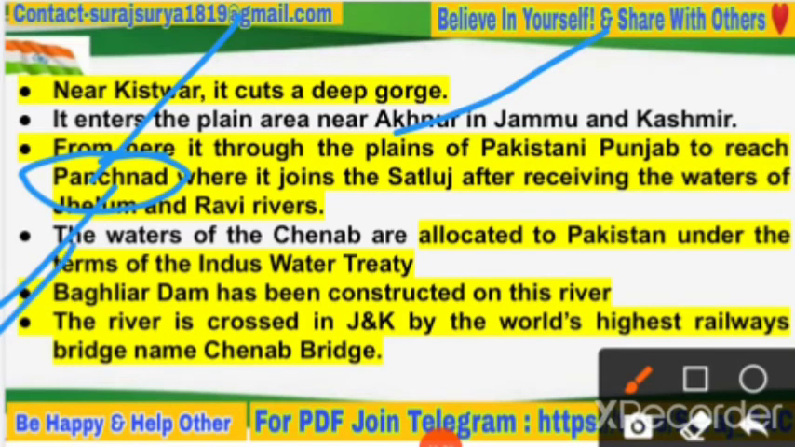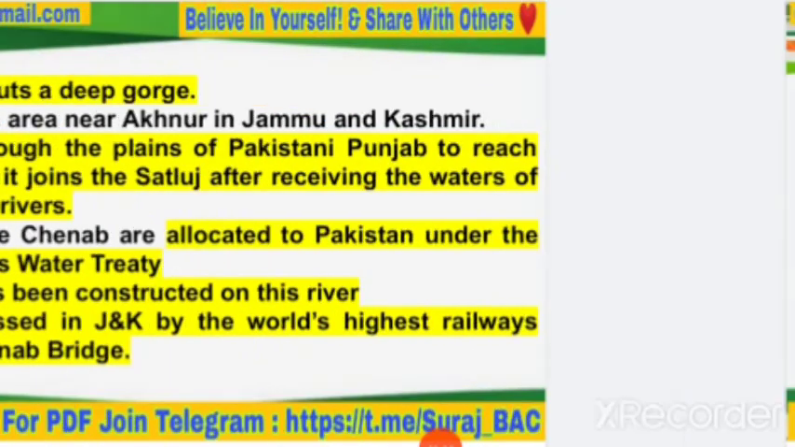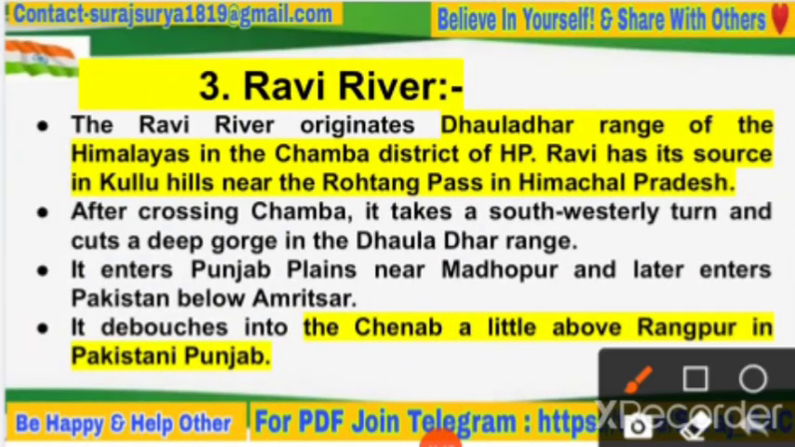And that is the important current affairs question. The river is crossed in Jammu and Kashmir by the world's highest railway bridge, namely Chenab Bridge, which is the world's highest railway bridge. So that comes on the Chenab River. So these are the important points of Chenab River. Now it's time to have a look on Ravi River.